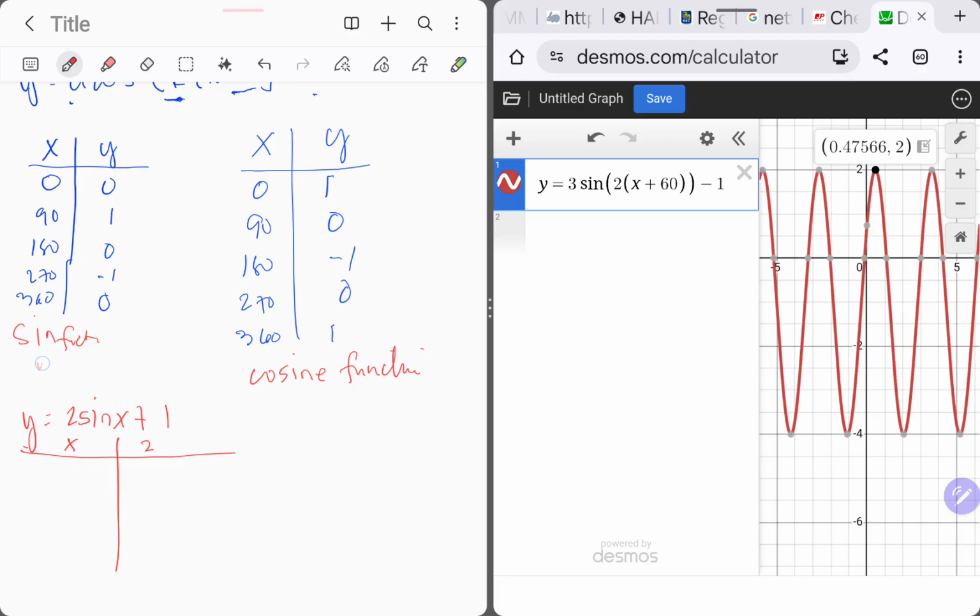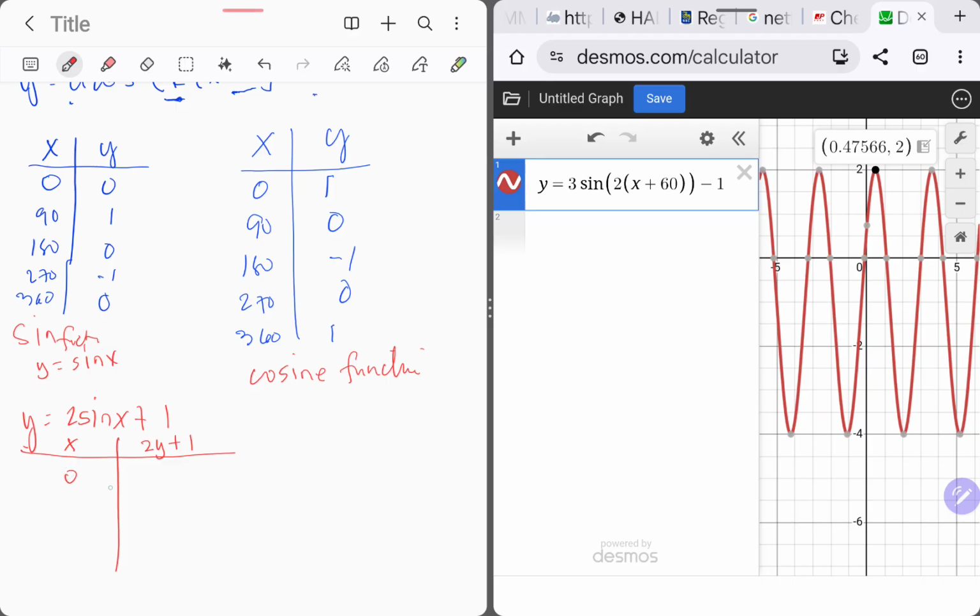So again, this is our y, right? In the original function, y is equal to sine x. So meaning we can replace this with y, 2y plus 1. And whatever the value of y is, that's what we will use to figure out the new value of y for this new function. So we will use the same values of x.